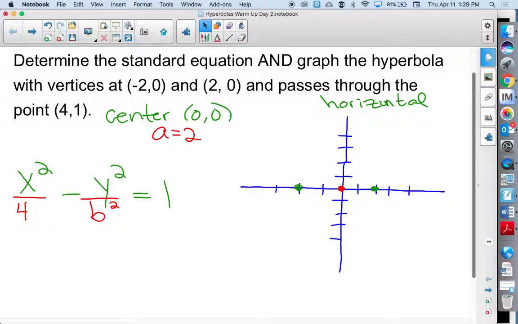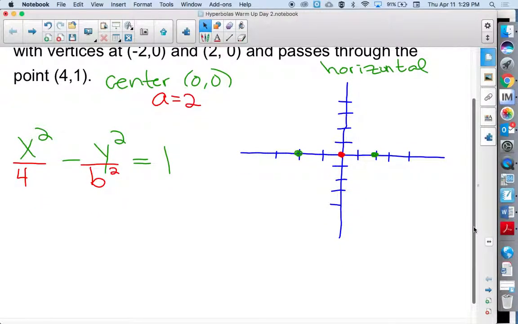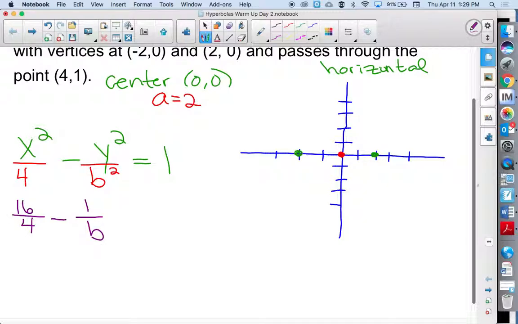Kate, what else can we find? You can find b squared if you plug in that point. Yeah. And that point, no matter what type of equation we have, whether it's a parabola, a hyperbola, an ellipse, or a circle, will always get plugged in for x and y. So it doesn't matter what type of equation you have. If you're given a point and the graph passes through the point, that has to represent the x and y. So 4 is 16 when we square it. 1 squared is still 1.